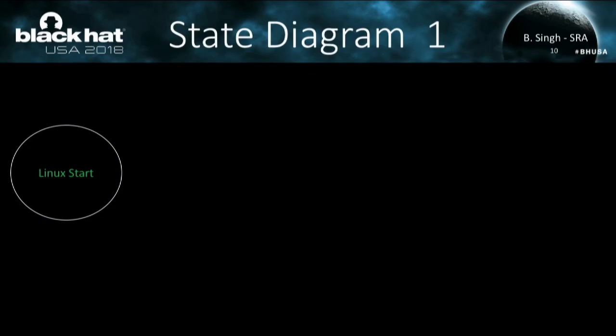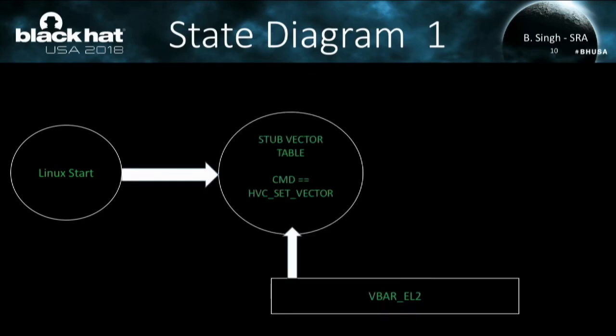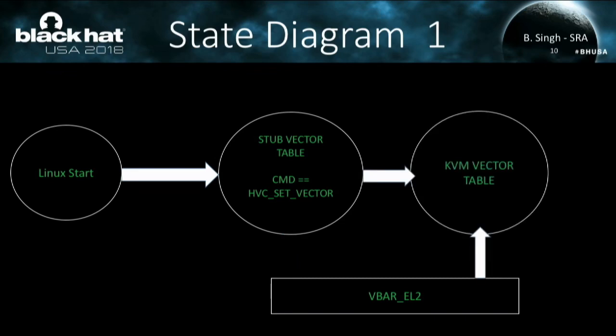We will see all this with a state diagram to make things more clear. So Linux started, and it started in EL2. It updates the VBAR_EL2 register and makes sure that the VBAR_EL2 register points to the stub vector table. After that, the stub vector table provides an interface using which it is possible to update the VBAR_EL2 register and register a new exception vector table for EL2. Using this interface, Linux installs the actual KVM vector table.